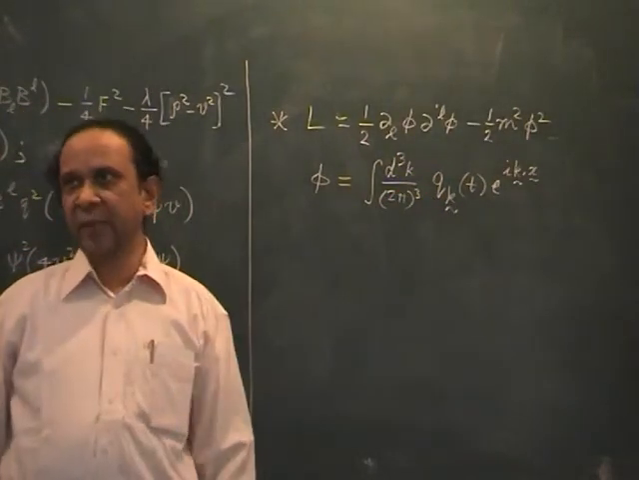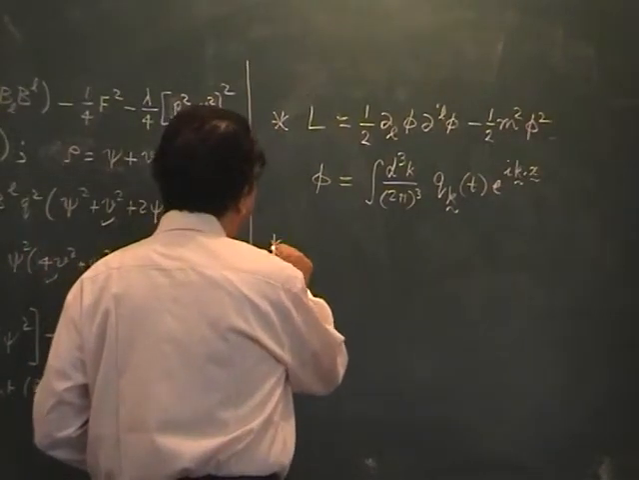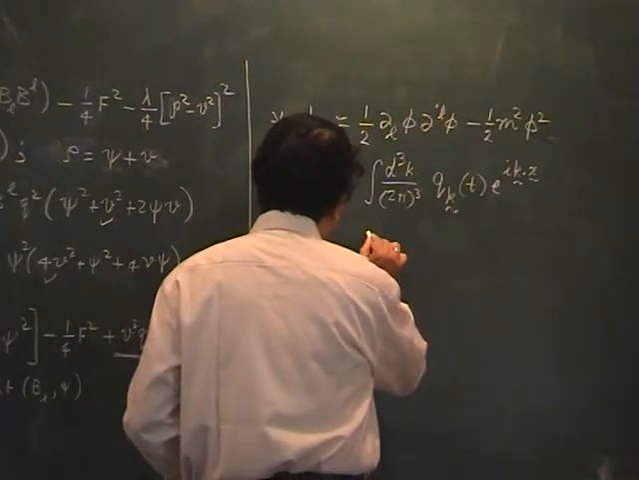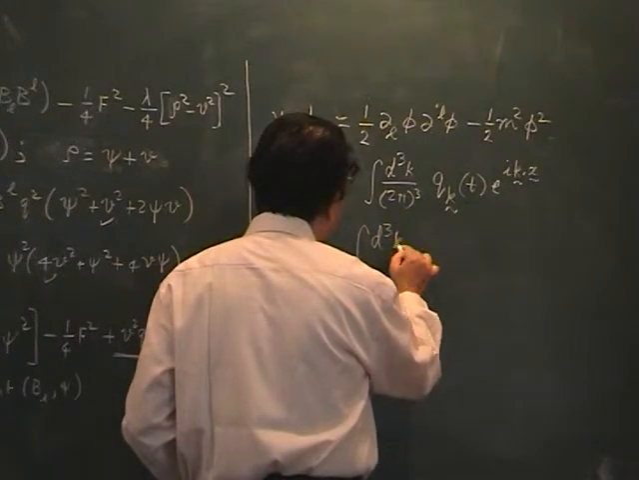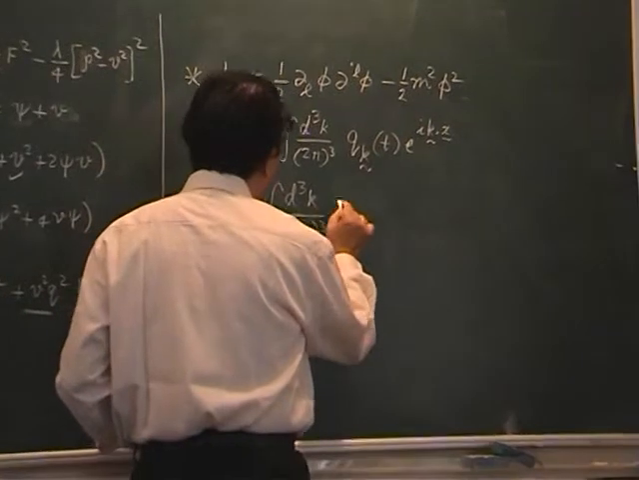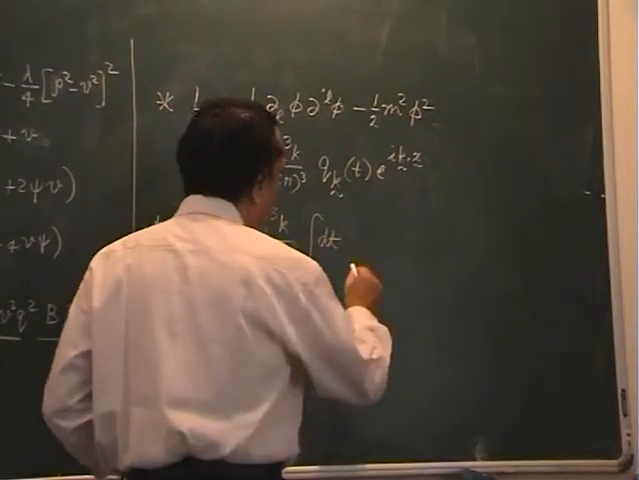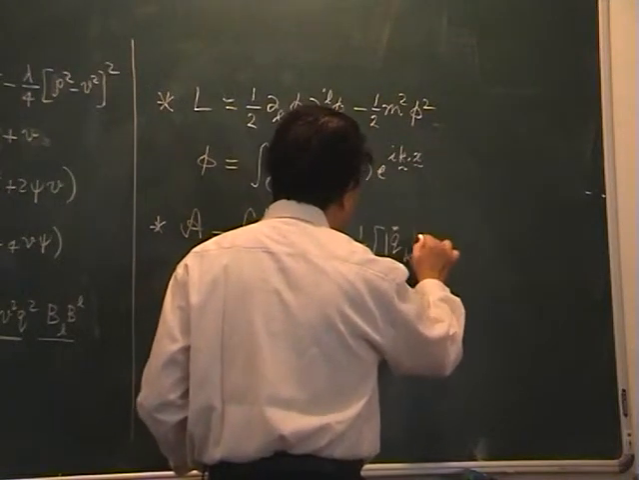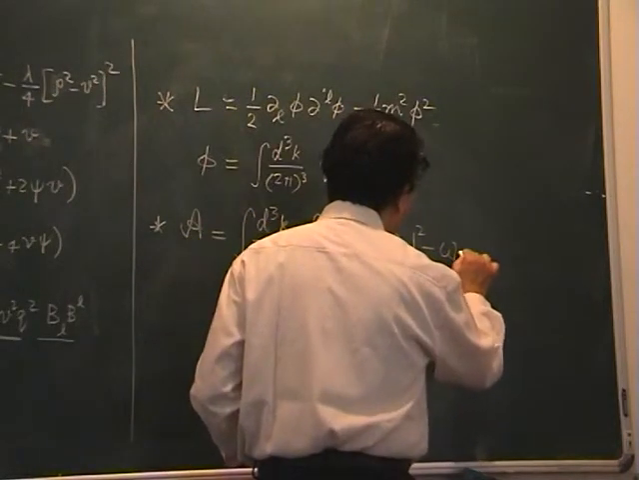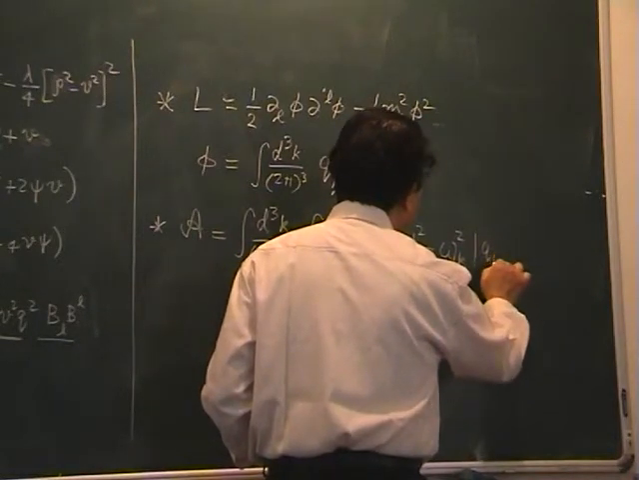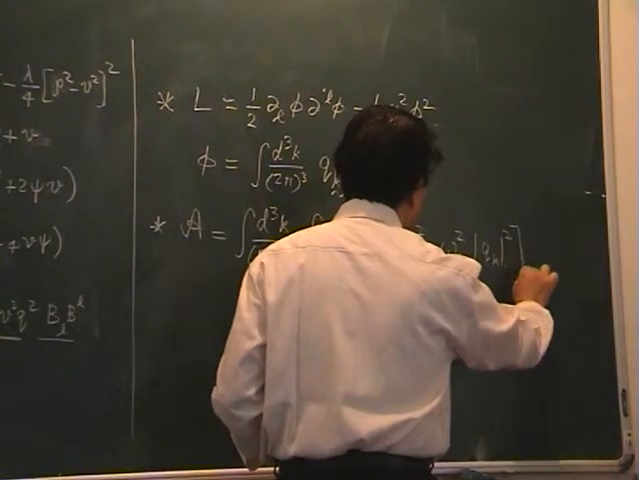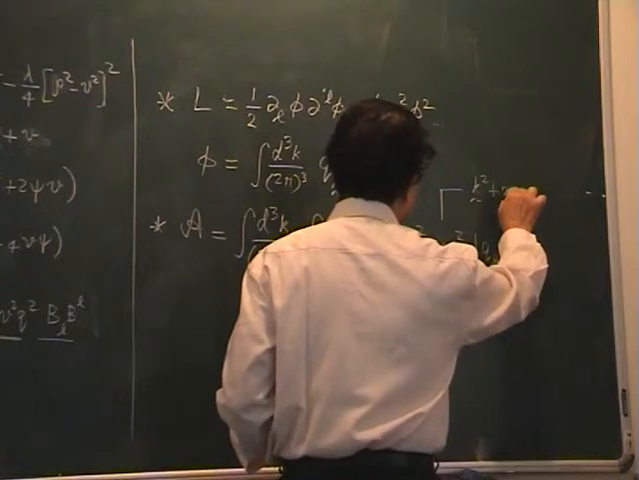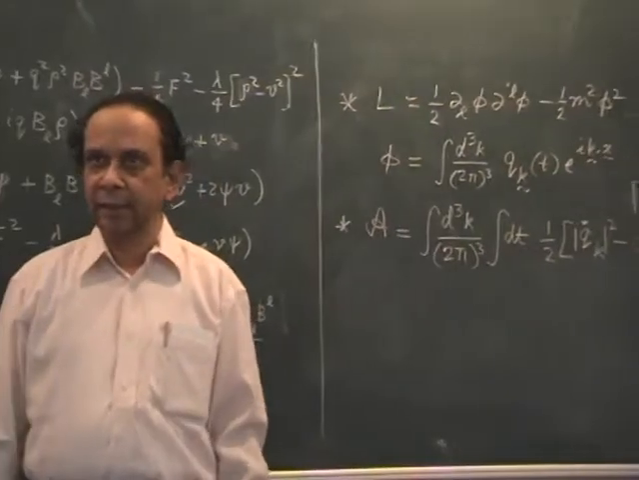If I plug this into this Lagrangian, or better still, to the action, this we have done before, the action for the field, which would have been integral over d4x of this Lagrangian, will now become integral over d3k upon 2 pi cubed, integral over dt, half of qk dot modulus square minus omega k square qk modulus square. Where this omega k square stands for k square plus m square. As I said, we have done this before, so I am not repeating it. So you should go back to your notes.